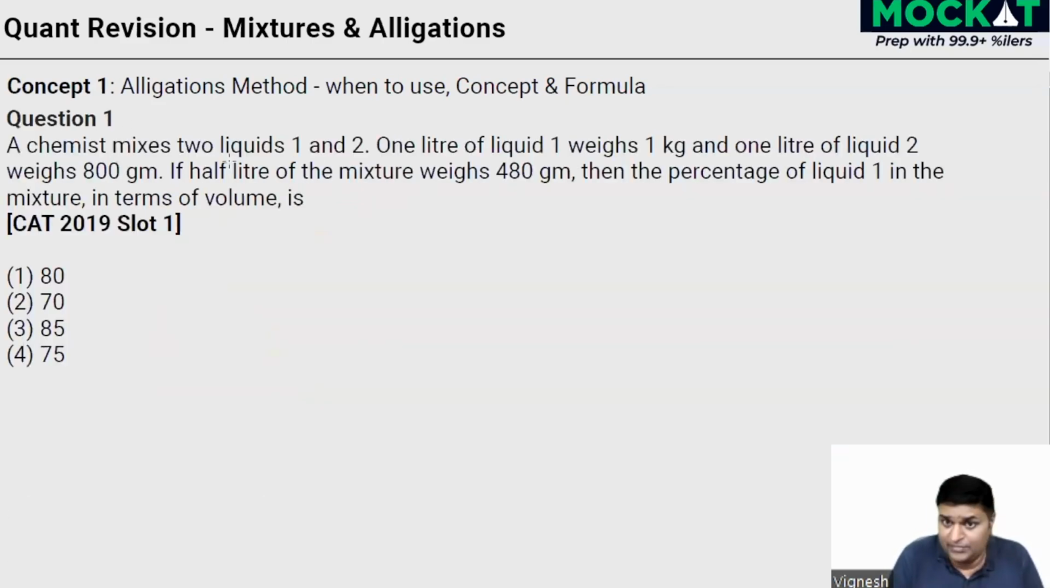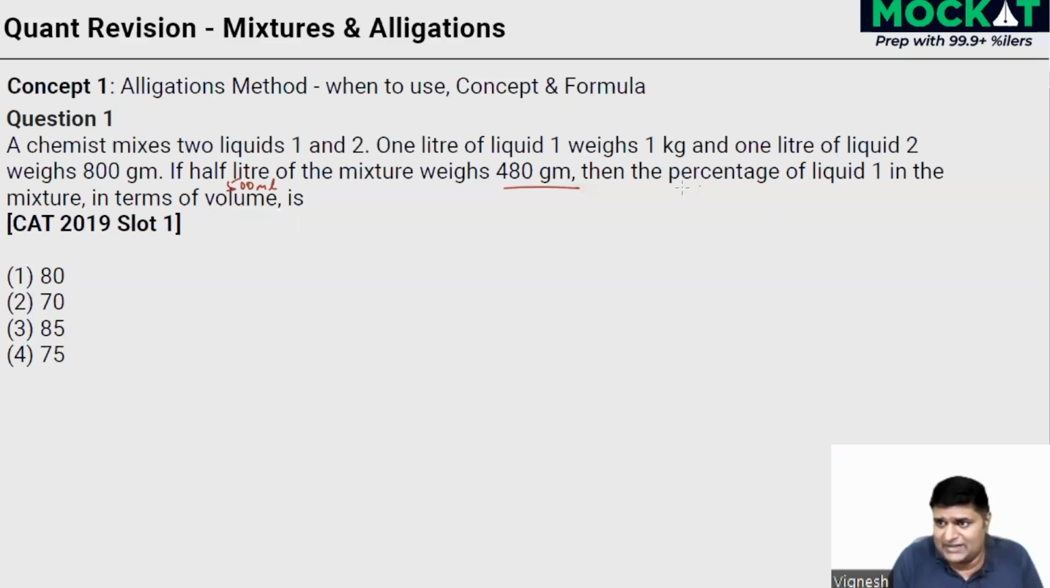So the first question over here: a chemist mixes two liquids, 1 and 2. 1 liter of liquid 1 weighs 1 kg and 1 liter of liquid 2 weighs 800 grams. If half liter of the mixture weighs 480 grams, right? Two of them are being mixed over here, but their weights are kind of different. A full liter over here is 1 kg, a full liter over here is 800 grams. That's the difference between the two. But when the two are mixed, half a liter is nothing but 500 ml. 500 ml over here is giving me only 480 grams. What is the percentage of liquid one in the mixture in terms of the volume?